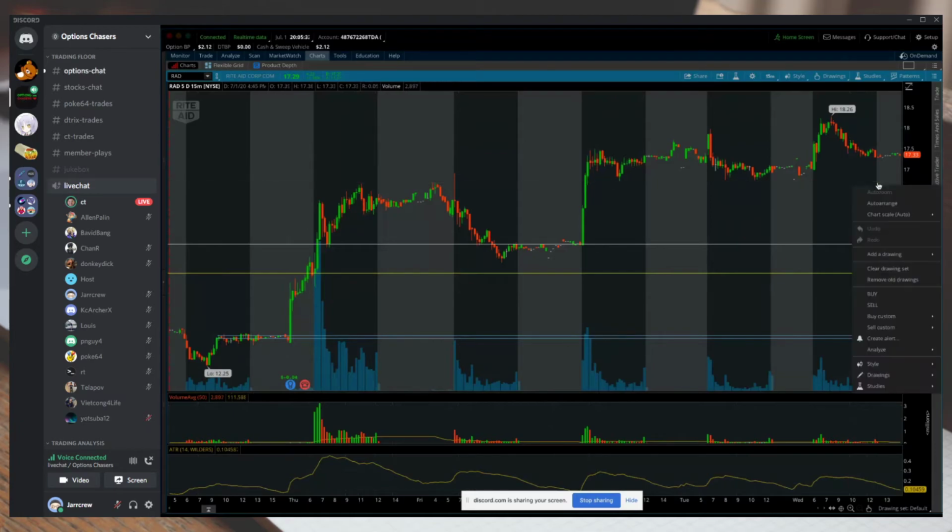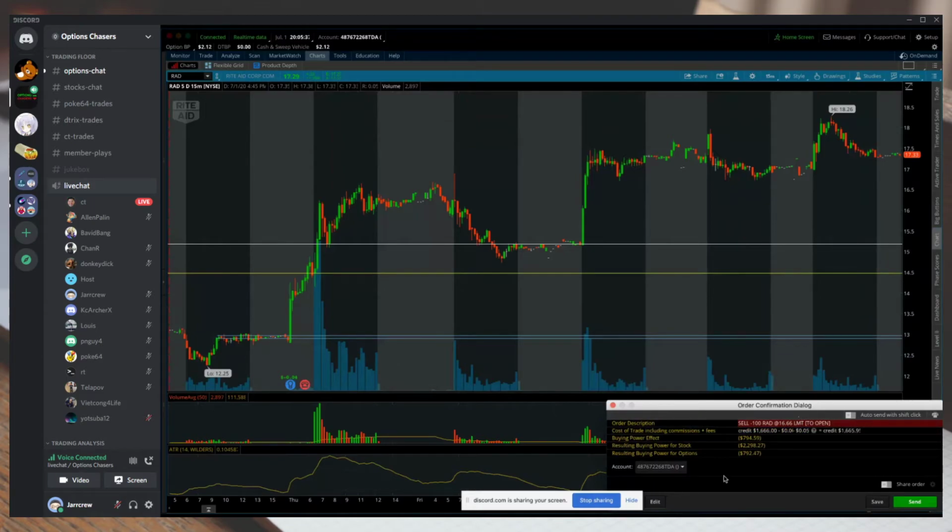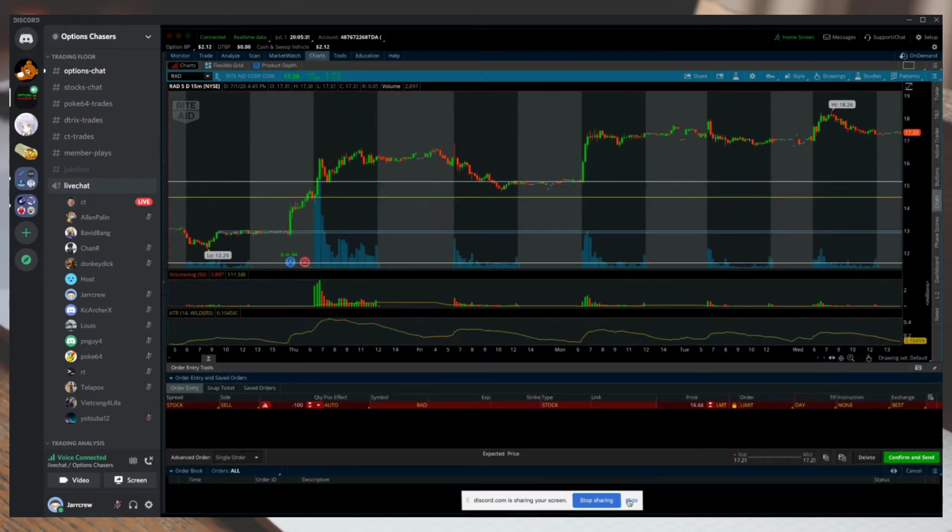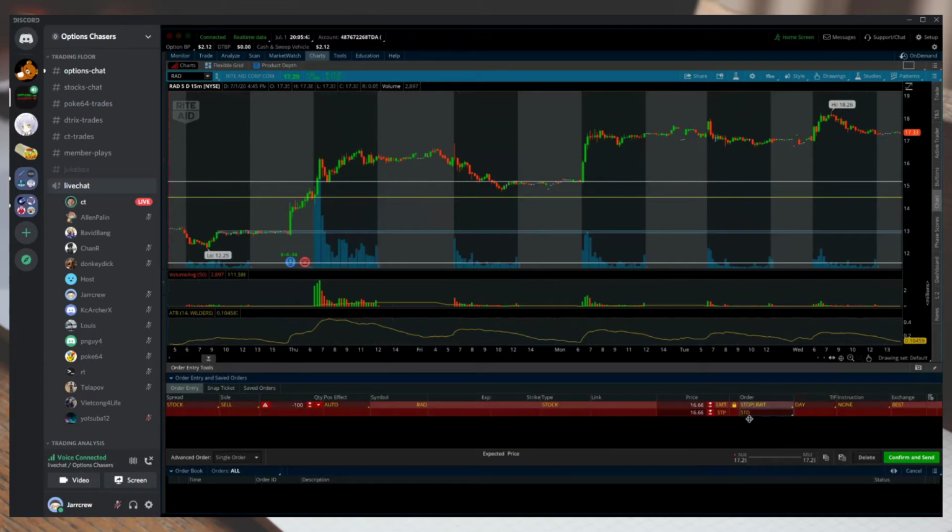You can do that by right clicking. If you have a position to sell, what I would do is hit edit or change the order to stop limit. Then it'll automatically execute for you, and it's good for the day.